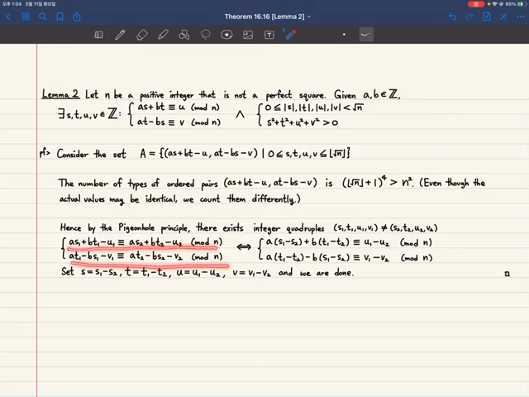Which is saying that, because this is greater than n squared, some of them will coincide. And because there exist such integers, we can rewrite this as follows. We set s as s1 minus s2, t as t1 minus t2, u as u1 minus u2, and v as v1 minus v2.